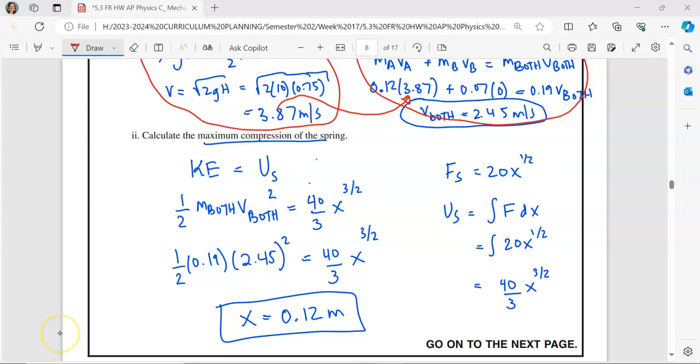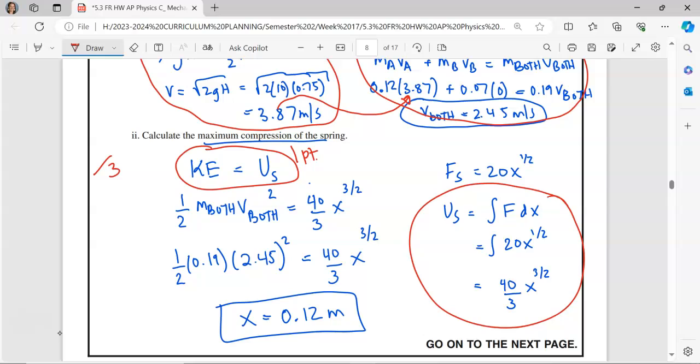Okay, so this is worth 3 points total. So 1 point for using conservation of energy correctly. Another point for correctly integrating to find the spring potential energy equation. And then one last point for substituting in what you got from part 1, so 2.45 or whatever you got from part 1, so your velocity for both of them into the equation, and then solving for x from there.